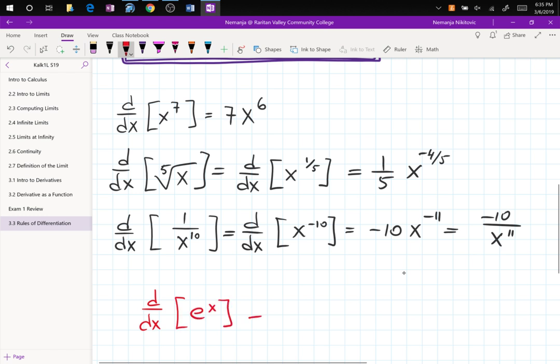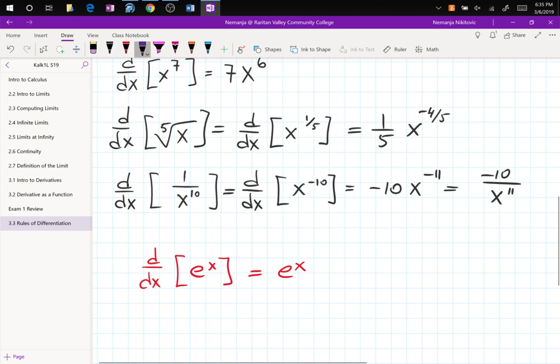What is the derivative of e to the x? Yes, it's itself. This is the only function in the universe that has this feature. The derivative of e to the x is itself.